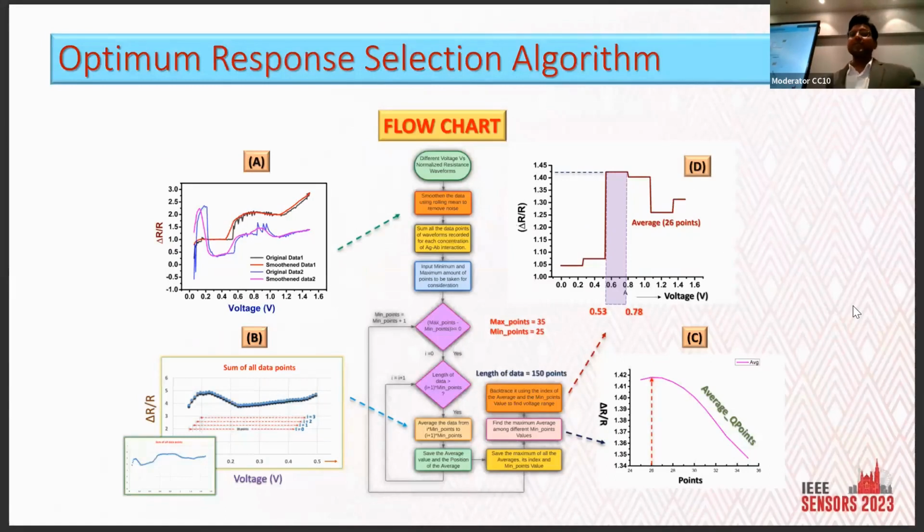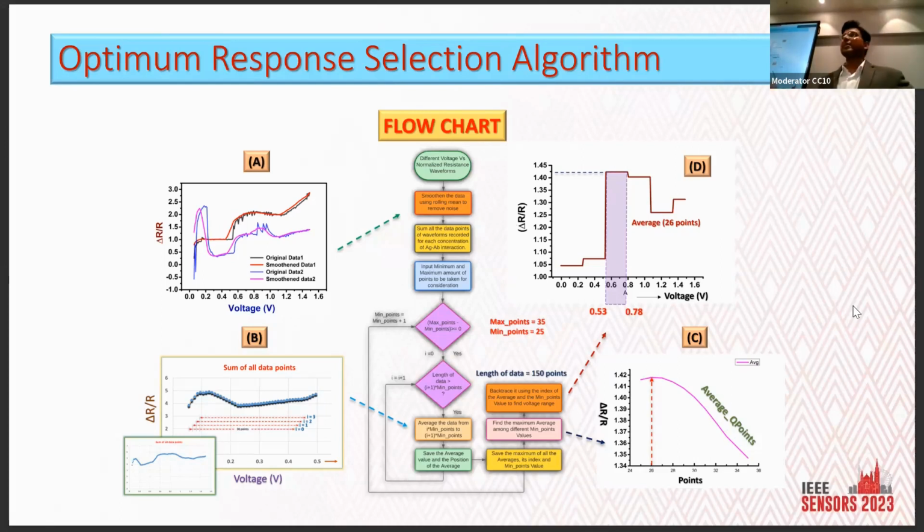So since in this case we have taken voltage from 0 to 1.5 volt, having a step of 10 millivolts. The basic problem is that our sensors can have high response at any voltage between 0 to 1.5 volt. Our main aim is to detect at what point of voltage a sensor has the optimum response. For this, we have developed an optimum response selection algorithm, which is coded in Python.